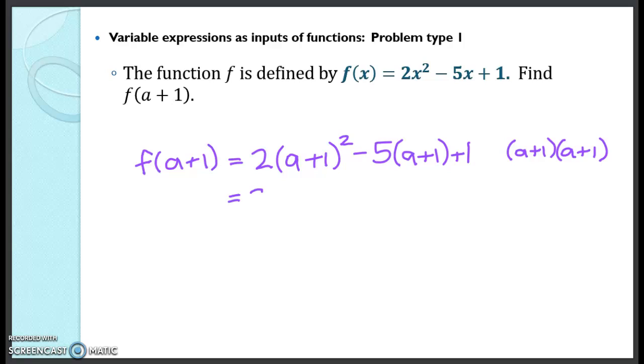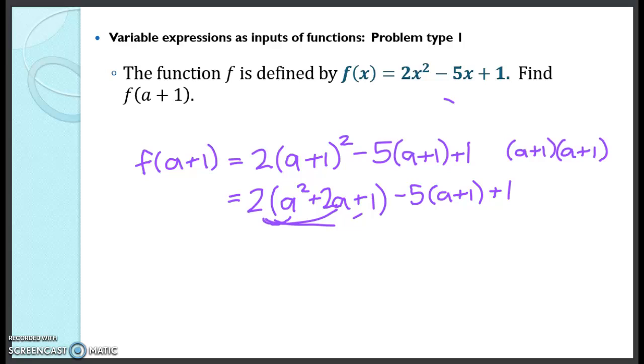So this is going to be 2, and then we're going to have a squared plus 2a when we simplify all this down, plus 1, minus 5 times a plus 1 plus 1. Okay, now you have to make sure that whatever you do, you multiply before you just say, okay, this is just 2a squared. This 2 needs to be multiplied through to each of those 3 terms.